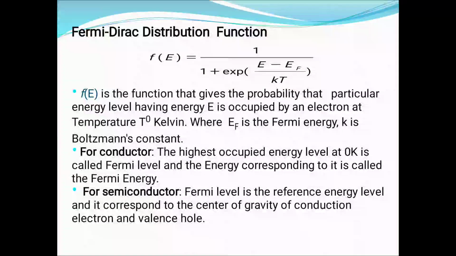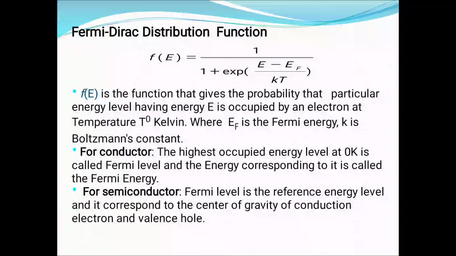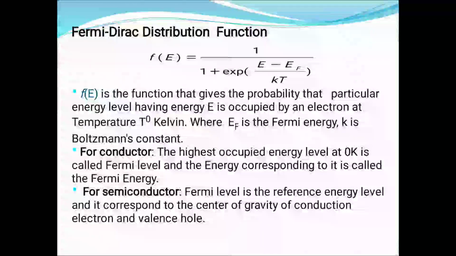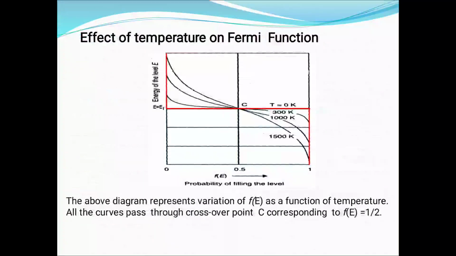F(E) is equal to 1 by 1 plus exponential of (E minus EF) by kT. F(E) is the function that gives the probability that a particular energy level having energy E is occupied by an electron at temperature T Kelvin, where EF is the Fermi energy and k is the Boltzmann constant. For a conductor, the highest occupied energy level at absolute temperature is called the Fermi level and the energy corresponding to it is called the Fermi energy. This is a reference level for the semiconductor. Effect of temperature on the Fermi function. This is for conductors.